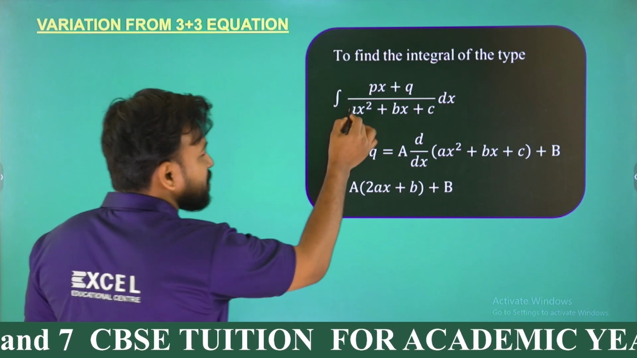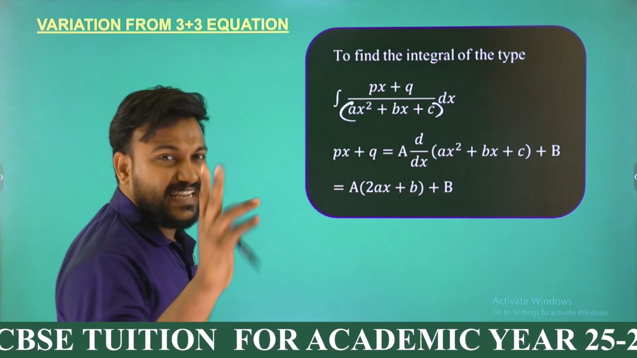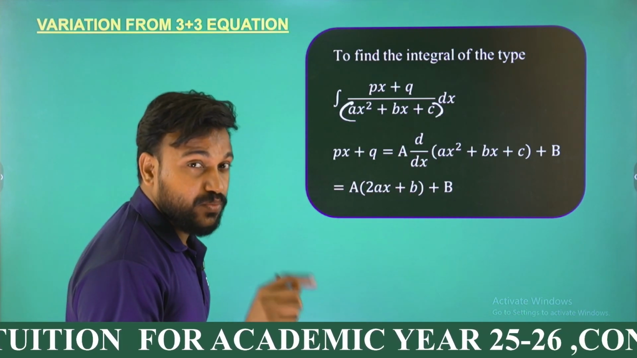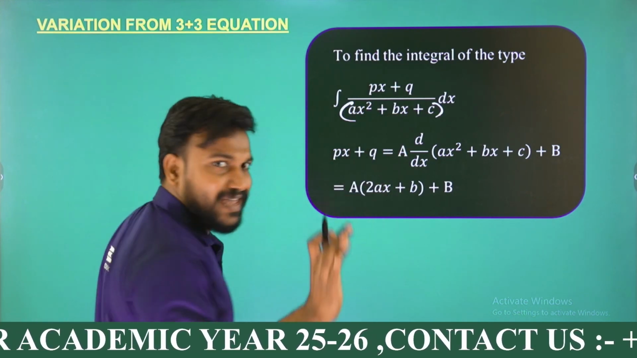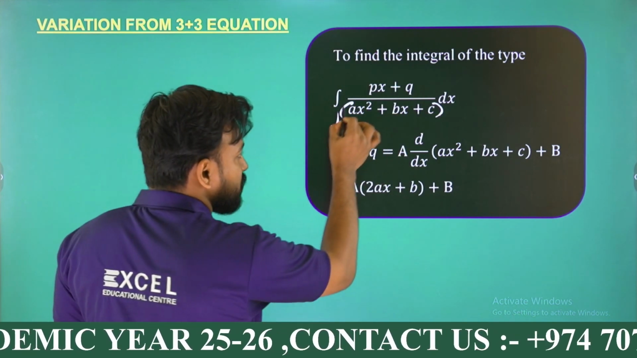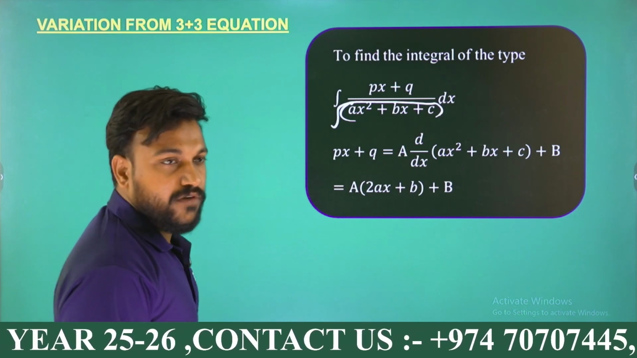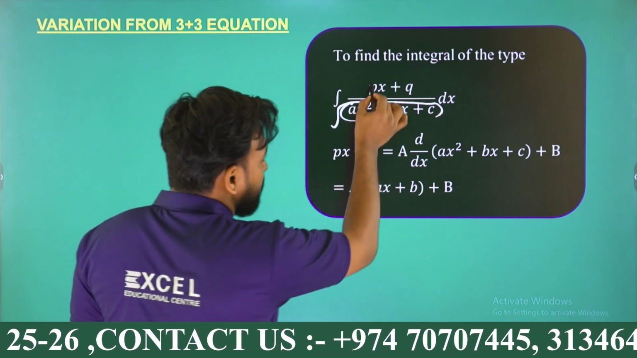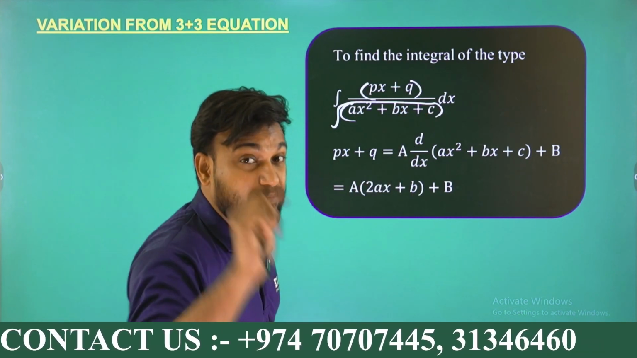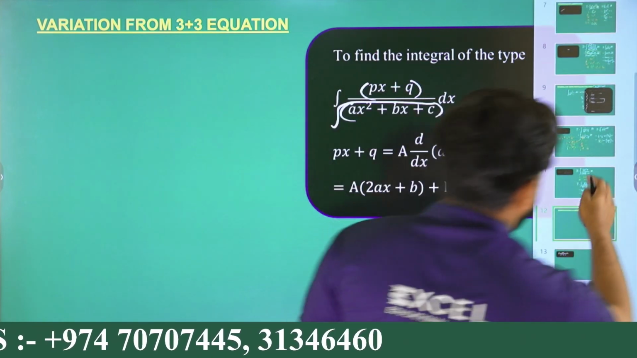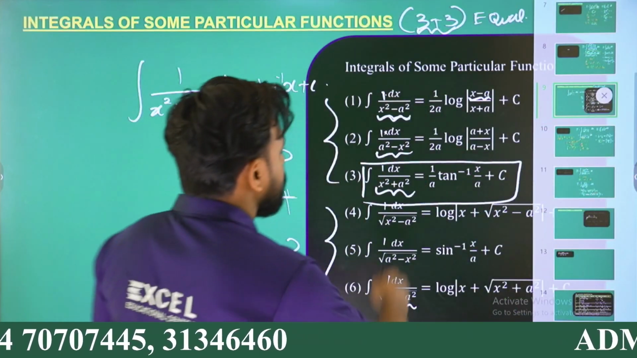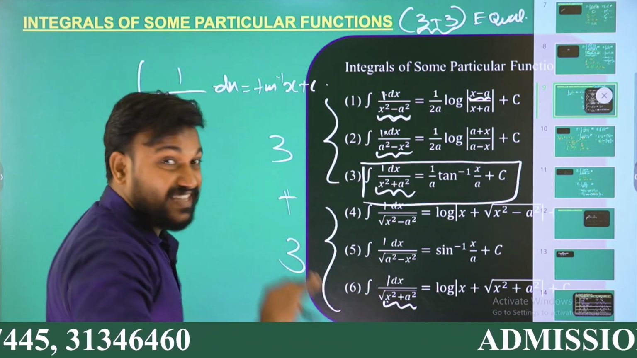In the 3 plus 3 equation, at the denominator there will be a second degree polynomial with or without root. But here also it's the same. The denominator will be a second degree polynomial with or without root, but at the numerator there will be a first degree polynomial. In the 3 plus 3 equation, you can see that the numerator is all 1, nothing else at the numerator.